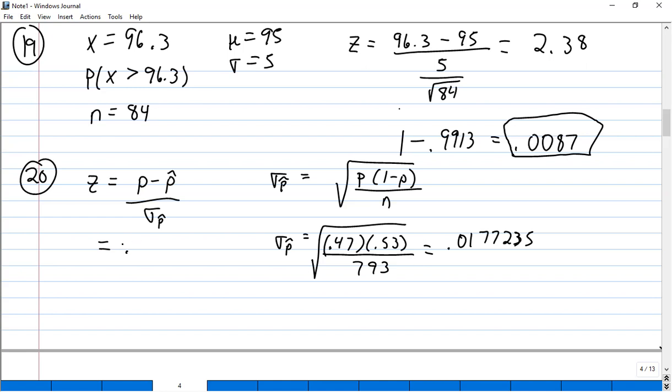All right. So p minus p hat, that's going to be what? So 47%. Okay, so it's going to be 0.5 minus 0.47 over, and it may be that this was p hat. I mean, it's basically the same thing, so don't get confused here. I promise if you work the problem out like this, you're going to get it right. But you say p minus p hat divided by that decimal that we got, 0.0177235.